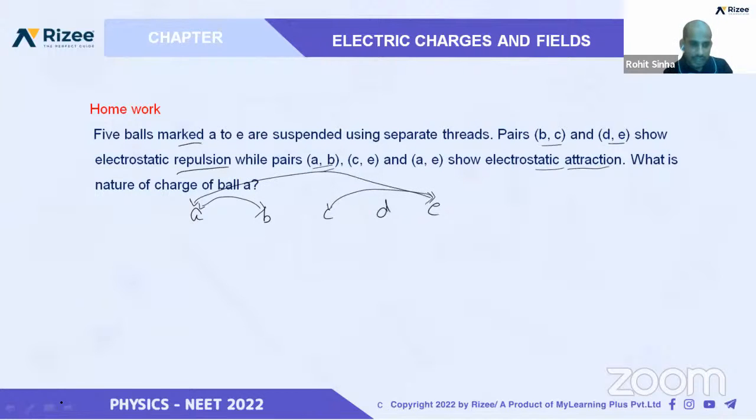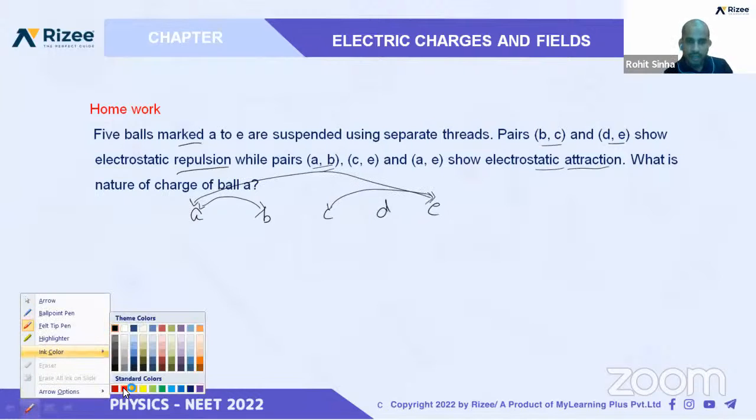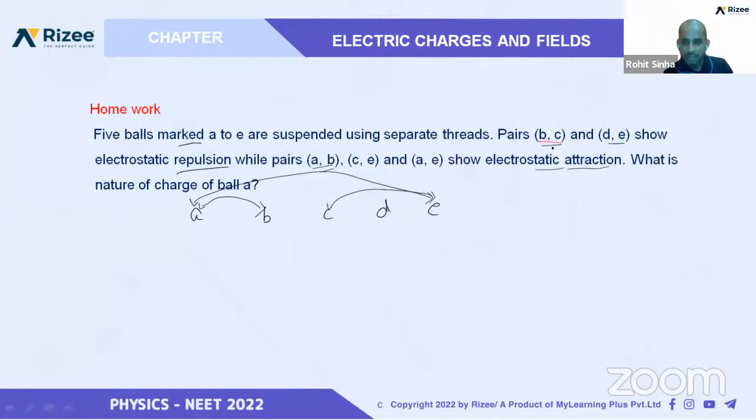And it is also telling that 2 pairs are having same charges because they are showing repulsion. That is B and C, and also D and E. Now, first of all, we assume that A is positive.